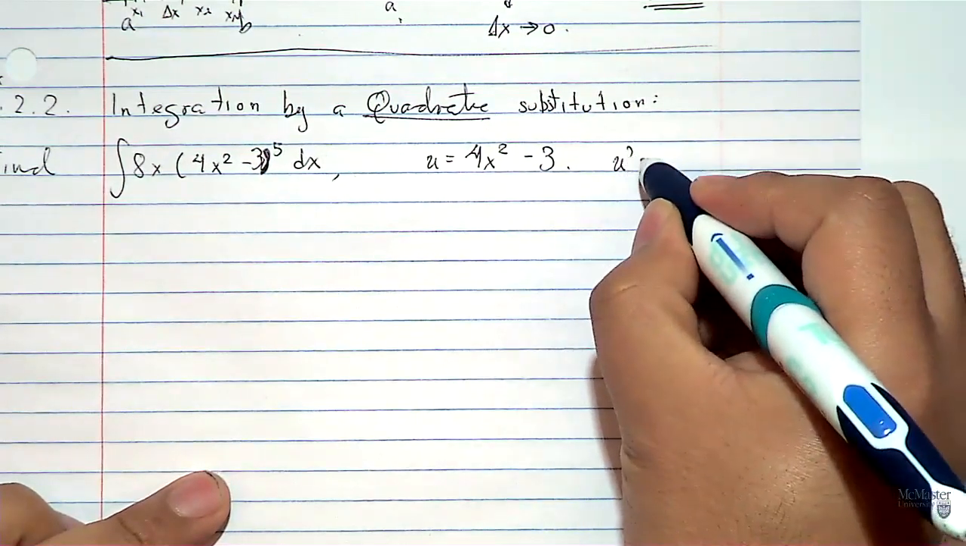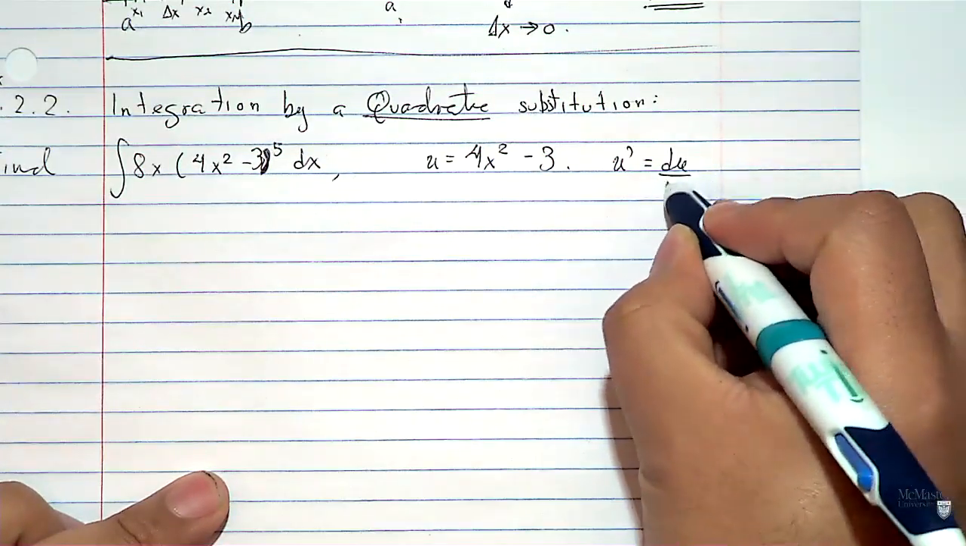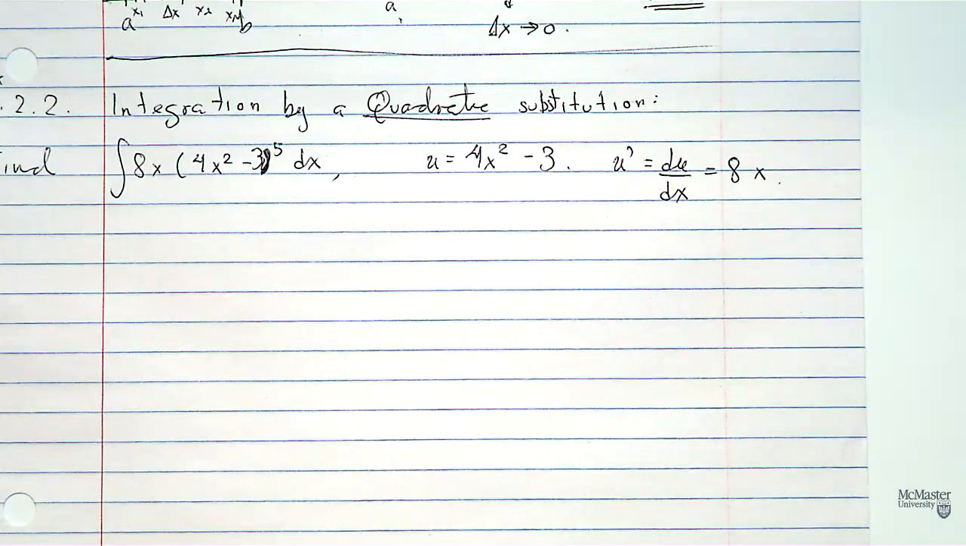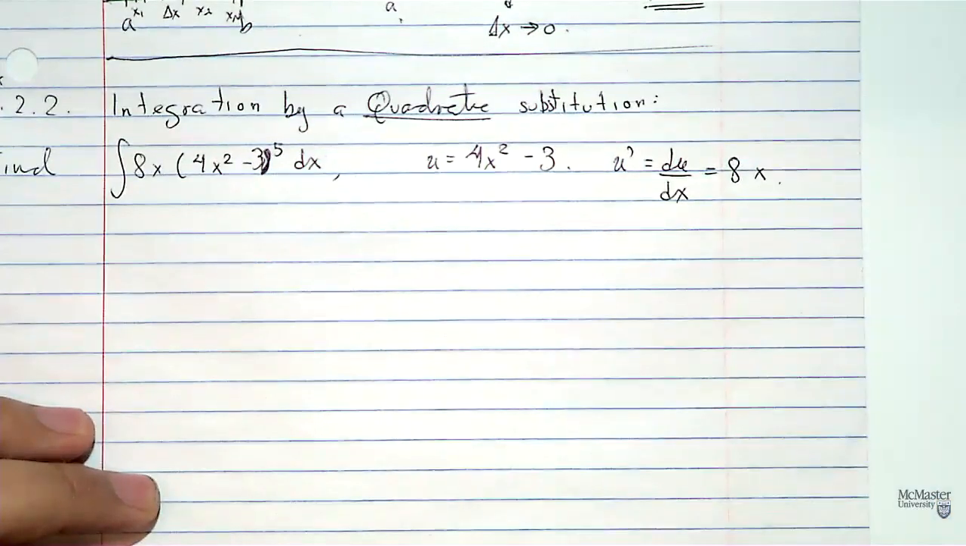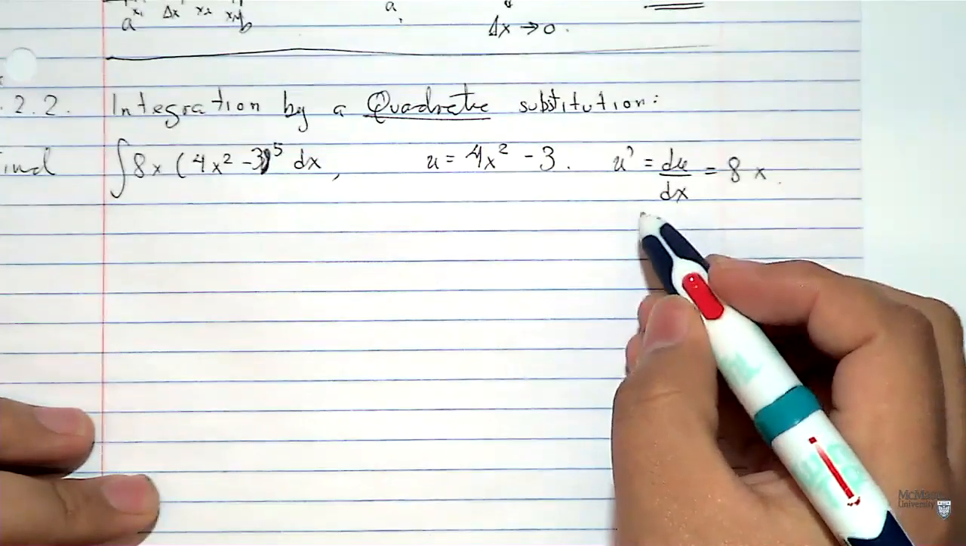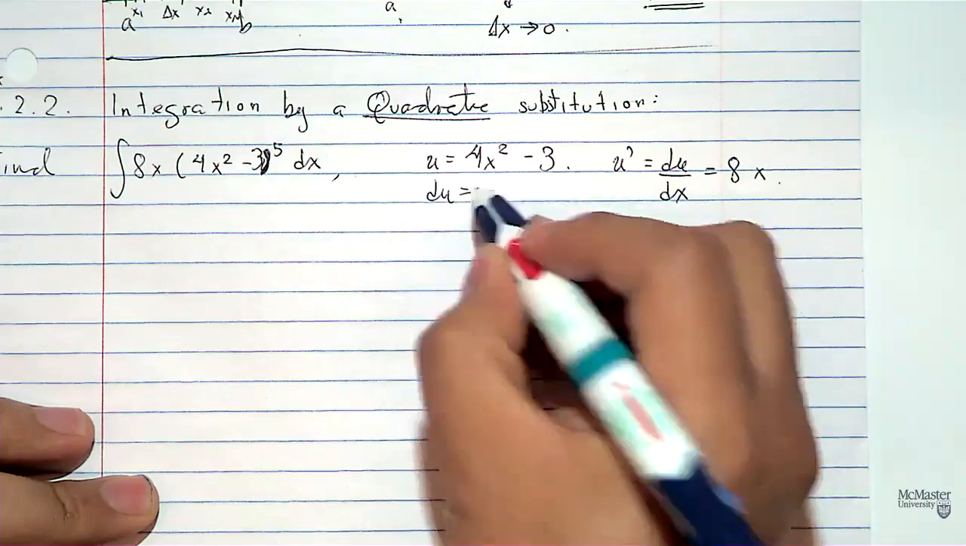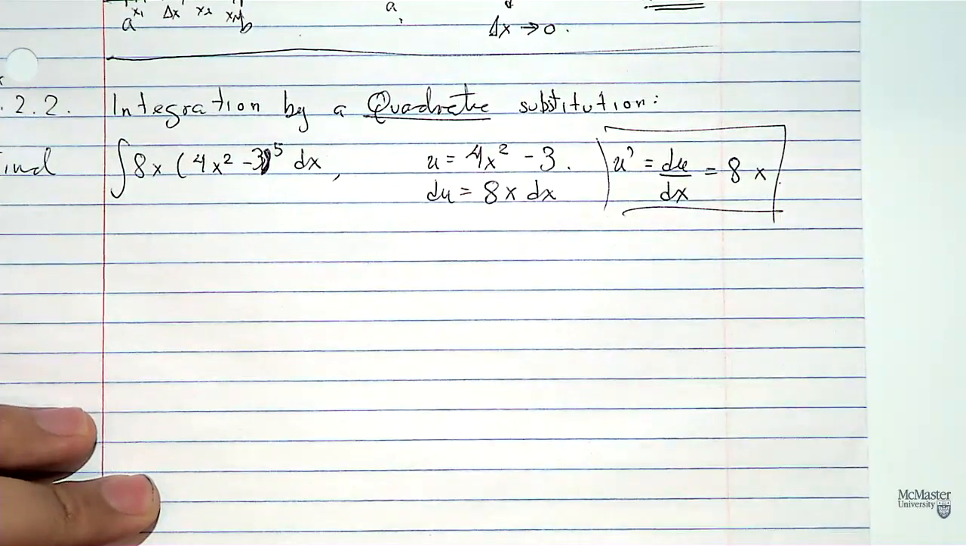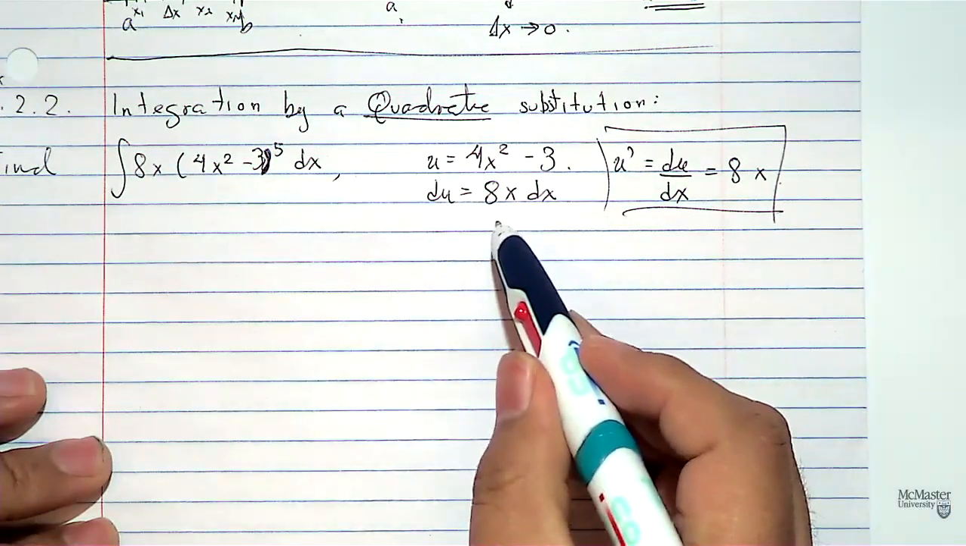Now u prime, which is du over dx, is equal to 8x. This rate, the derivative, is the limit of the ratios between delta u and delta x. It's not constant. It depends on x. But given that I gave some intuition of why this du over dx is tracked, it's not out of intuition if we simply say that du is equal to 8x times dx. So now I have all the elements to do the substitution.